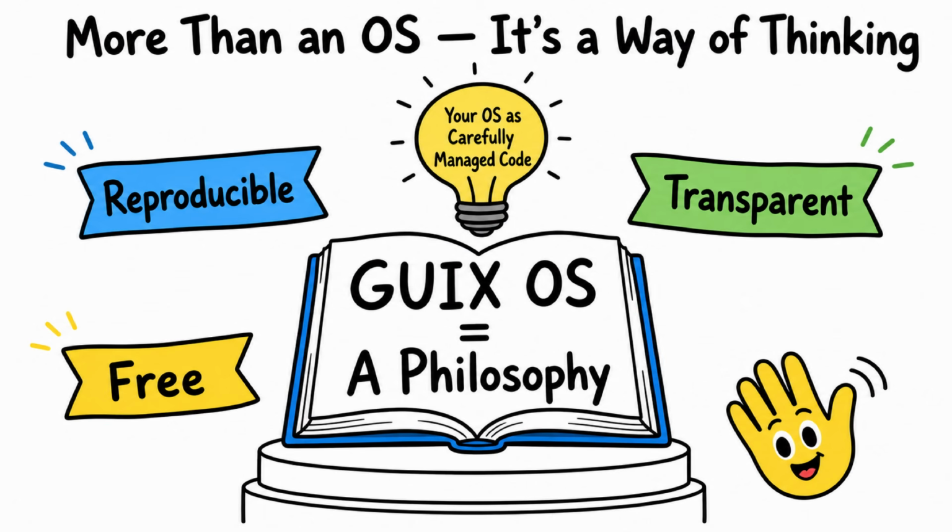If there's one thing I want you to take away from this video, it's this. Guix OS isn't just an operating system. It's a philosophy. It says your computing environment should be reproducible, transparent, controllable, and free. In a world where software is getting more complex and more opaque every day, Guix is pushing hard in the opposite direction, and that is worth paying attention to.